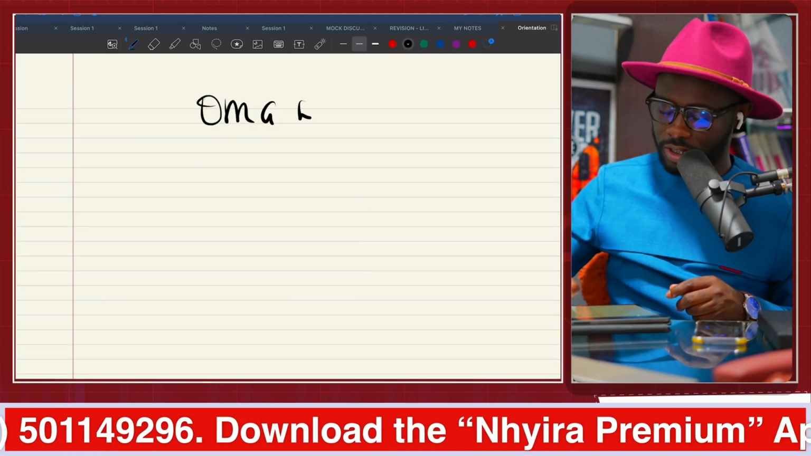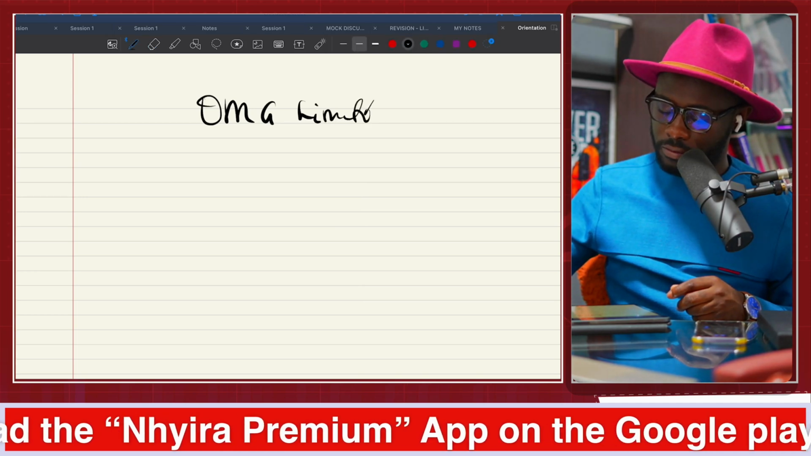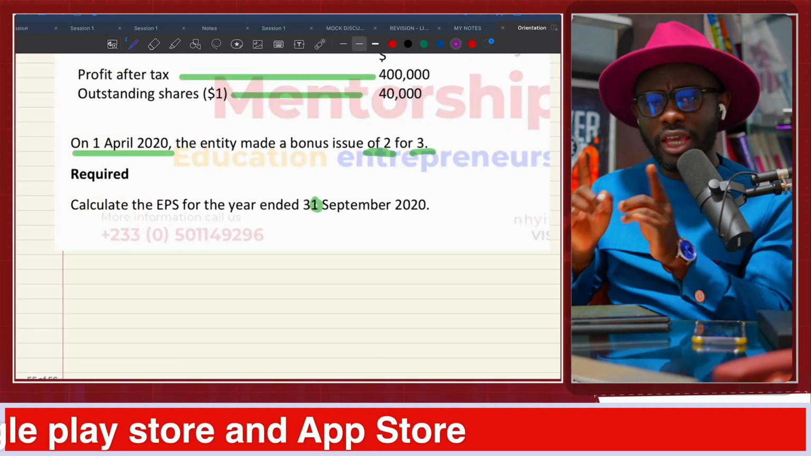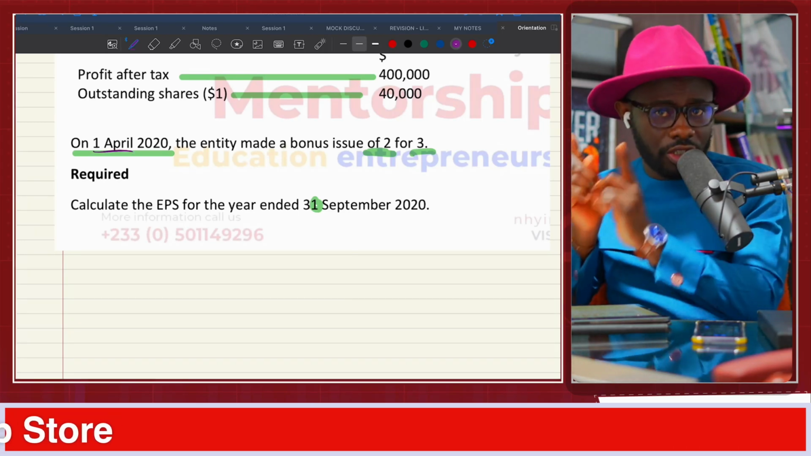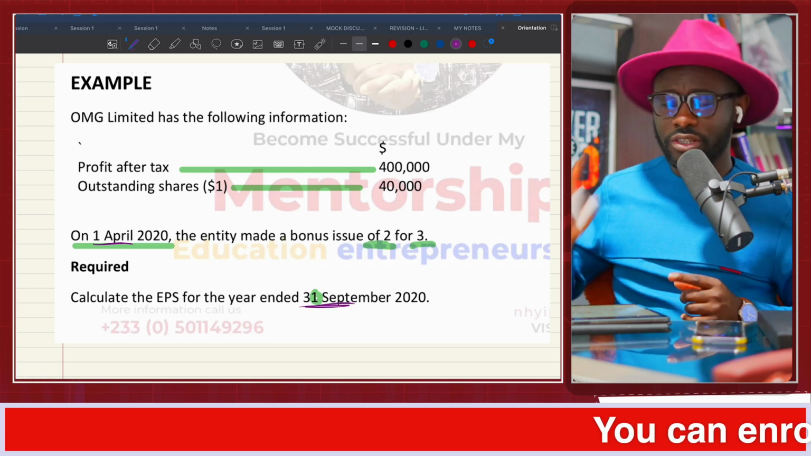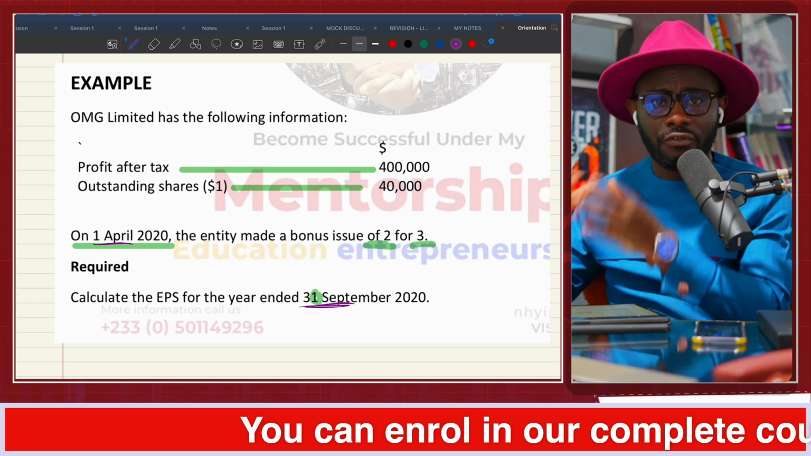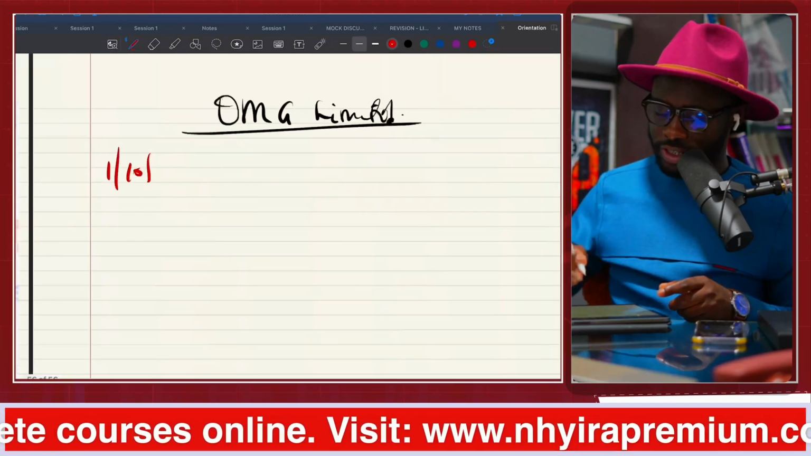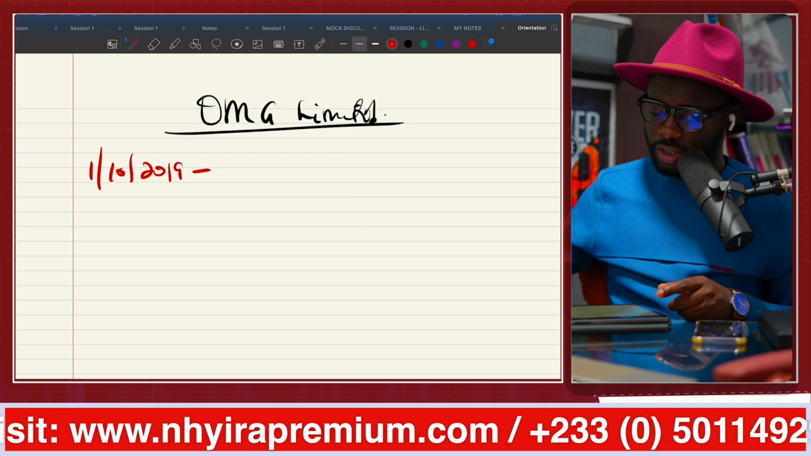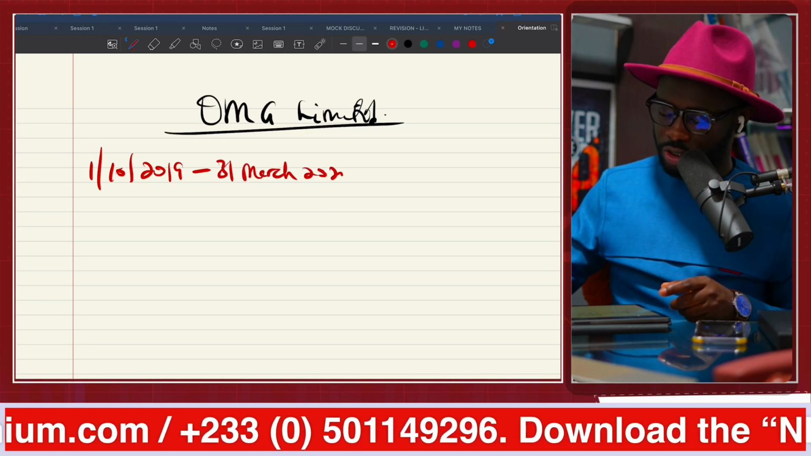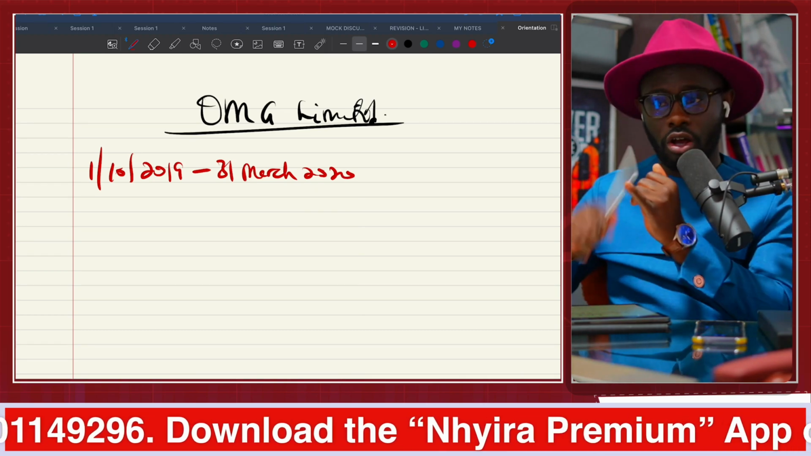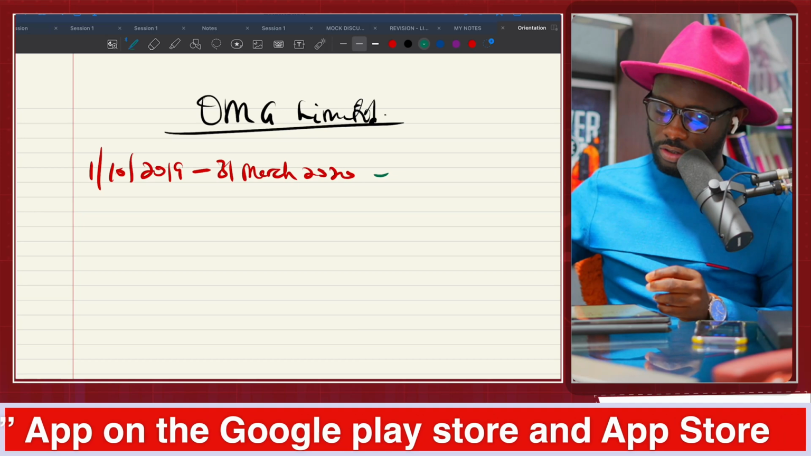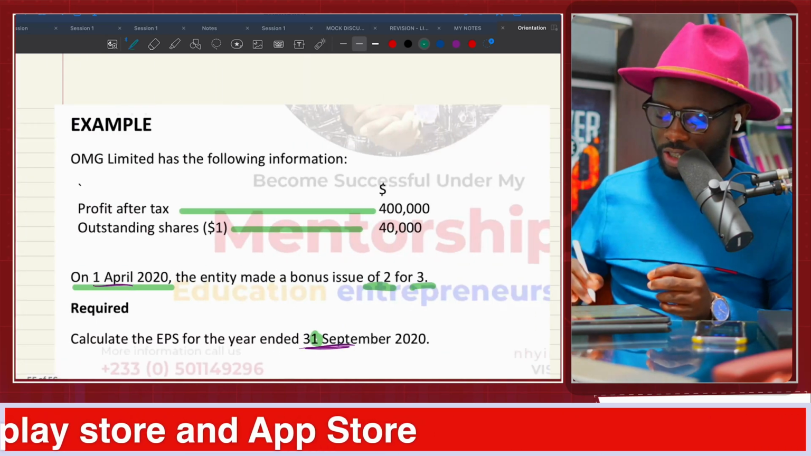OMG Limited. Let's see what we got for OMG Limited. So few things quickly. They made a bonus issue on 1st April 2020. So stay with me. If the year ends on 30th September, that means the year will start from where? 1st October. So from 1st October 2019 to 31st March 2020. That is how long? October, November, December, January, February, March. That is 6 months. So for 6 months, they were having the outstanding share of 40,000.